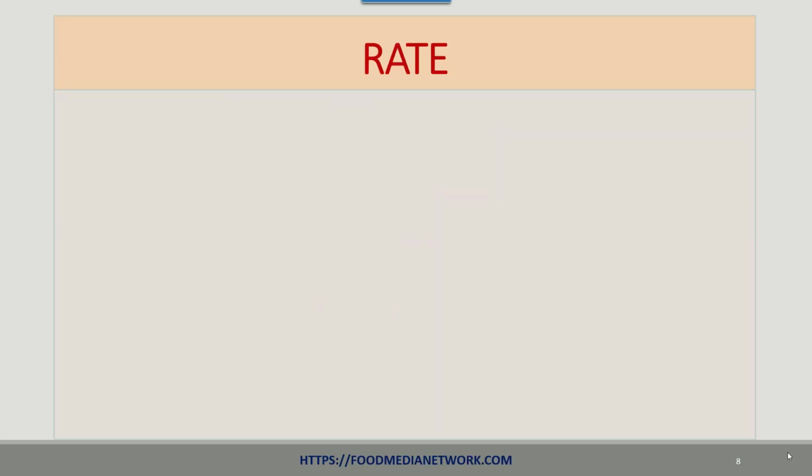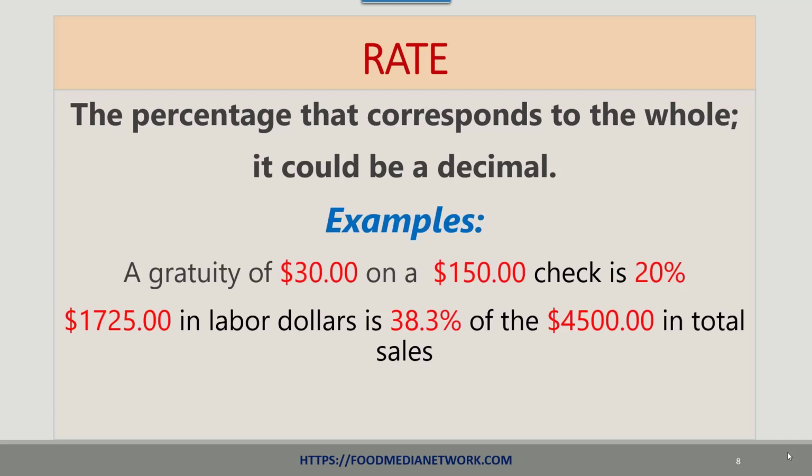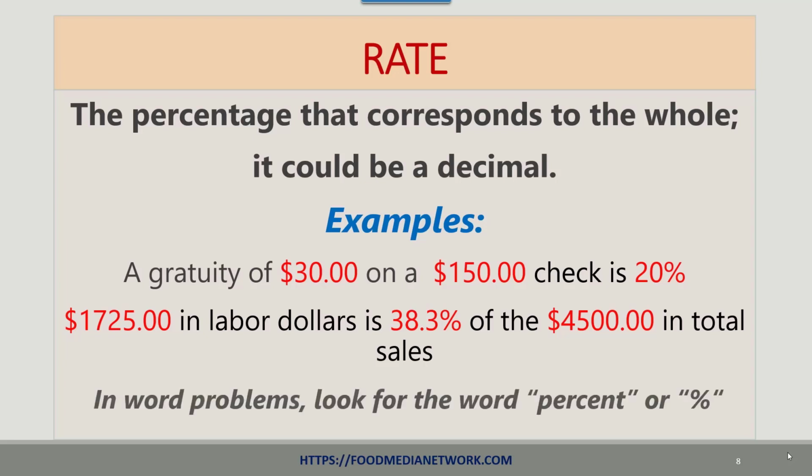And now the third one is the rate, which is the percentage that corresponds to the whole, and it could be written as a percentage or a decimal. For example, a gratuity of $30, which is our part, on a $150 check, which is our total, would be 20%. Or $1,725 in labor dollars is 38.3% of the $4,500 in total sales. The rate or percentage is usually the easiest to identify. In word problems, look for the word percent or percentage.